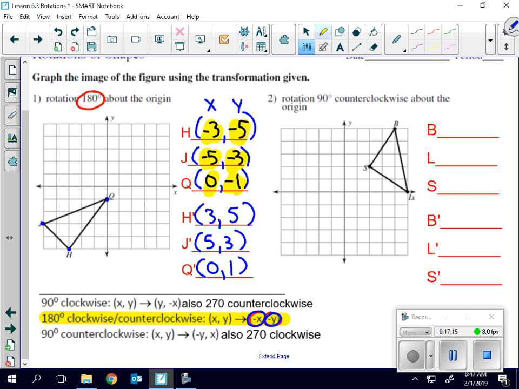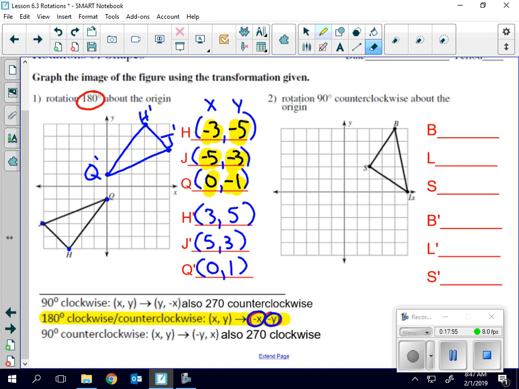So here we go. H is at 3, 5. So 1, 2, 3, 1, 2, 3, 4, 5 would be here. Label that H prime. J prime is at 5, 3. Let's see, this is J prime, and Q prime is at 0, 1. Okay, that's Q prime. Try to do straight lines if you can. There you go. All right, that's that for that problem.